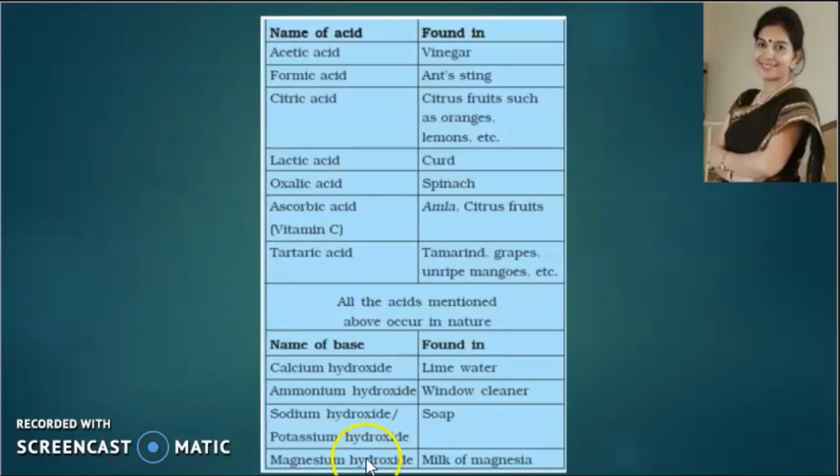Now, there's a table in your NCERT, listing acids and where they are found. Acetic acid is found in vinegar, formic acid is present in ant sting, citric acid is present in citrus fruits like orange and lemon, lactic acid is present in curd, oxalic acid is present in spinach, ascorbic acid, that is vitamin C, is present in amla and other citrus fruits, tartaric acid is present in tamarind, while calcium hydroxide, which is a base, is present in lime water.